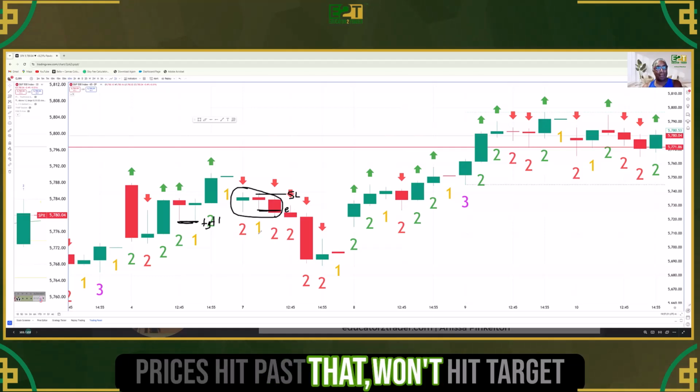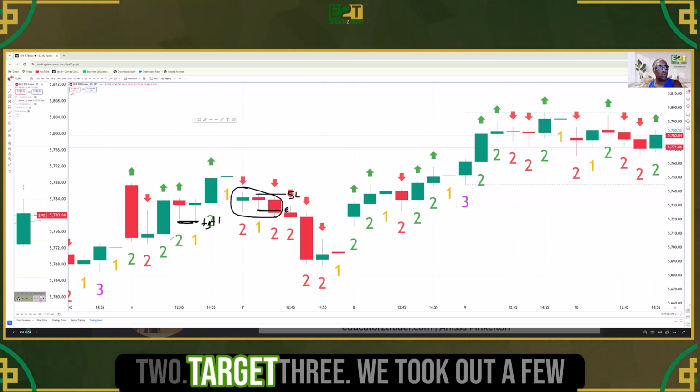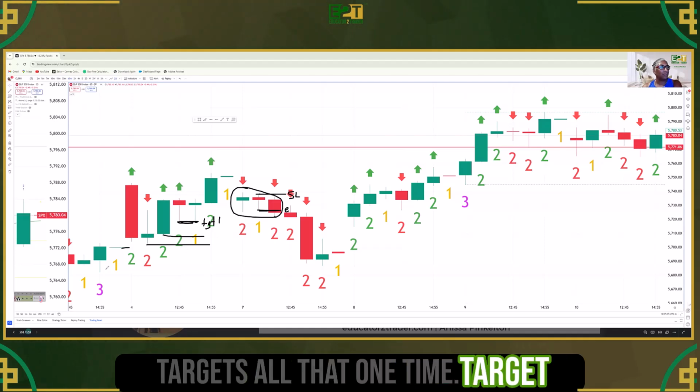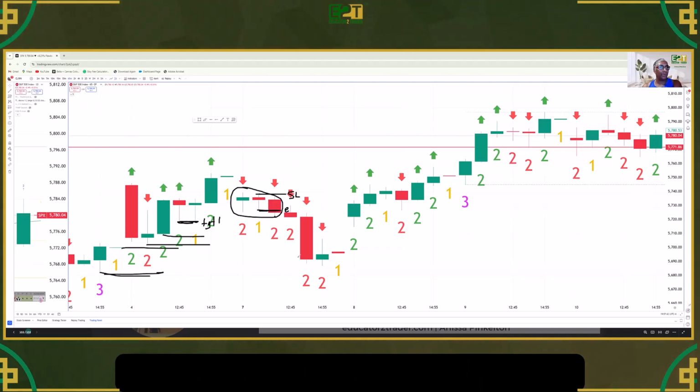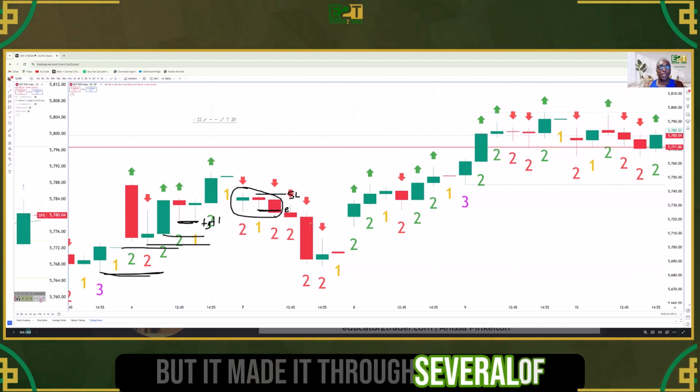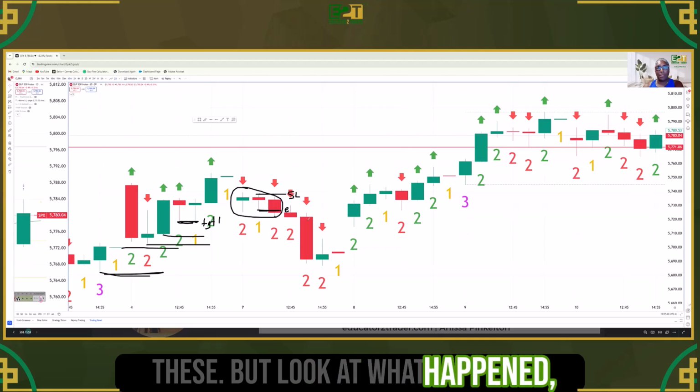Price hit past that. Boom, boom. Hit target 2, target 3. We took out a few targets all at one time. Target 4. This didn't get really down to target 5 very well, but it made it through several of these. But look at what happened.